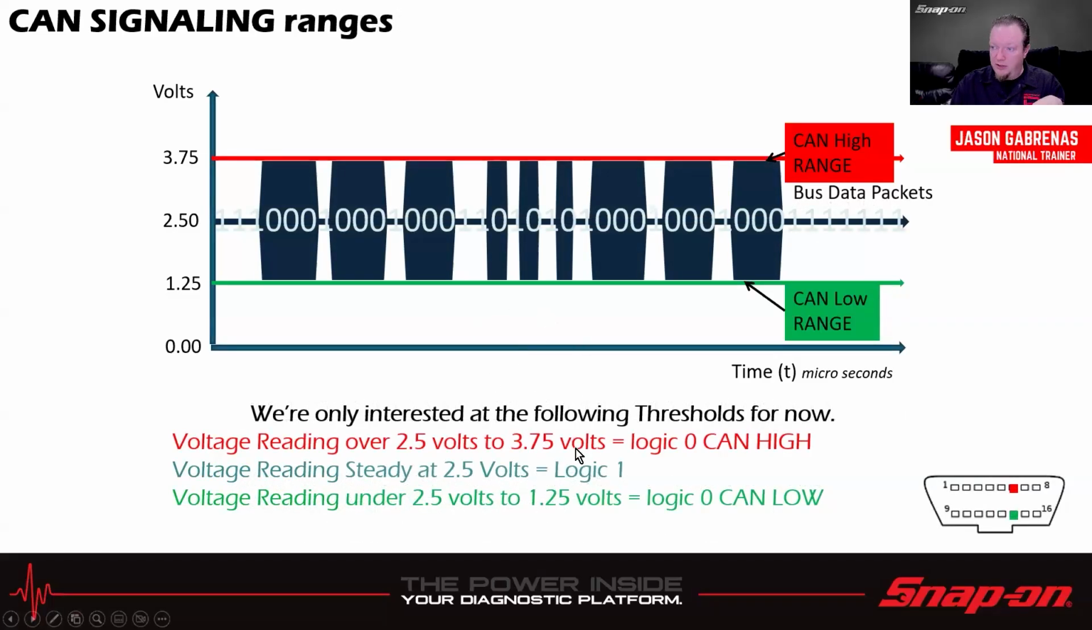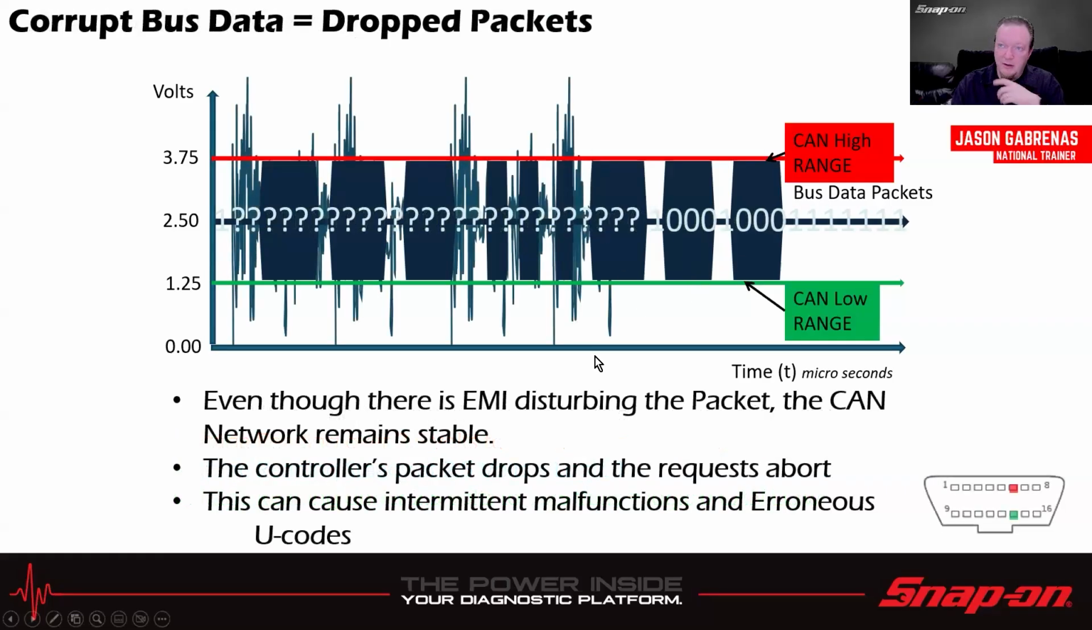All right, so like I said, we're only interested in these thresholds: the 3.75 volts on the high side, 1.25 volts on the low side, 2.5 volts in the middle, and everything needs to stay within that range. If I have electromagnetic interference, like corrupt data like this, and you see all this noise, but then you see some good data over here and some bad data there, that's more than likely one module causing that problem. It's still going to communicate, but it's going to kick whatever controller is causing that problem off the network.